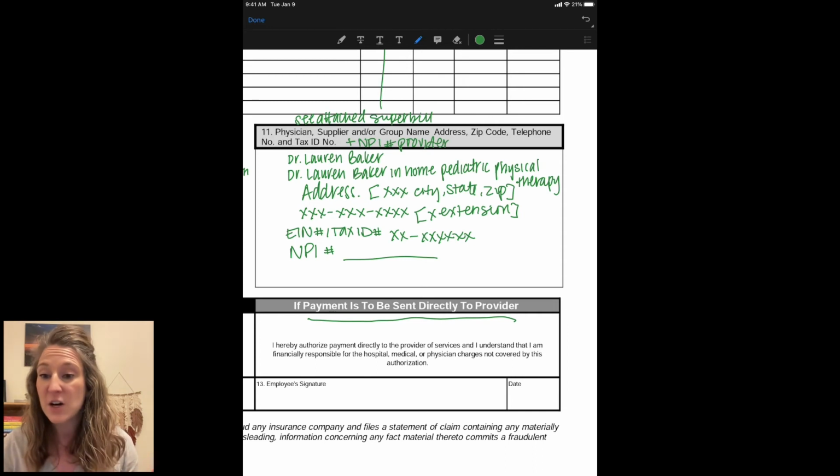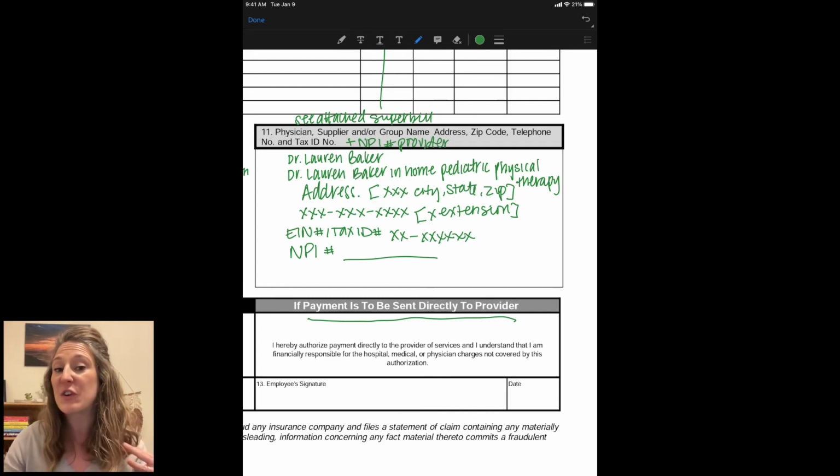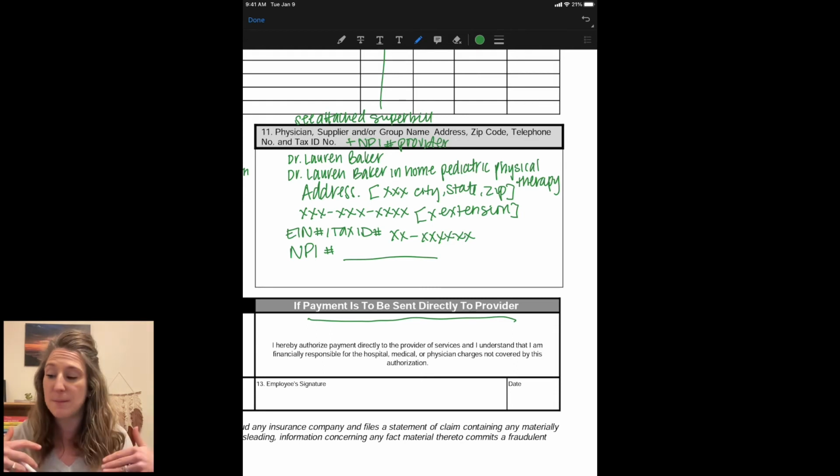Typically, the provider, if they're going to get paid from the insurance company, they are going to submit the claims themselves. If you have already paid somebody, you are done paying them. You need the money, right? And so you do not want the payment to be sent directly to the provider. You want the payment to be sent to you. You do not want to sign here. You can just leave it blank.